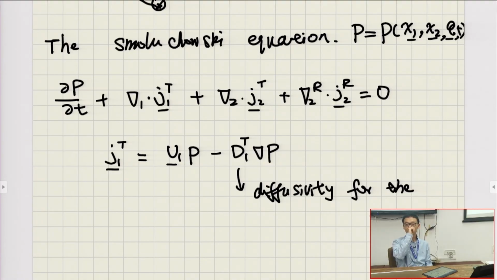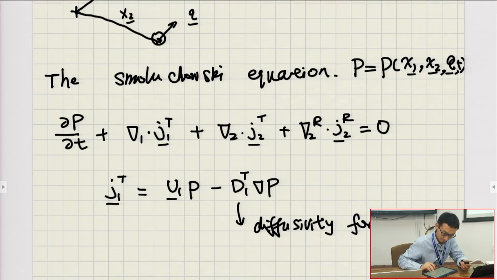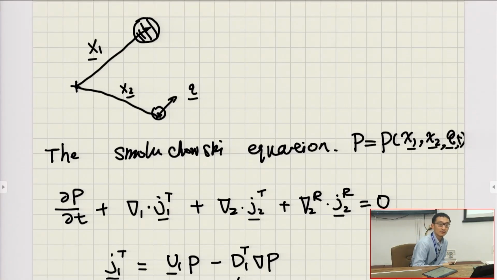Great. Other comments? So now in this case, the probability density would be the probability density function. Whenever you're talking about the probability density function, you're talking about how you fully specify the configuration of the system. How do you do that here? First, you have to tell me where the probe is. That's x1. You have to tell me where the active particle is. That's x2. But then you also have to tell me in which direction this active particle is swimming.